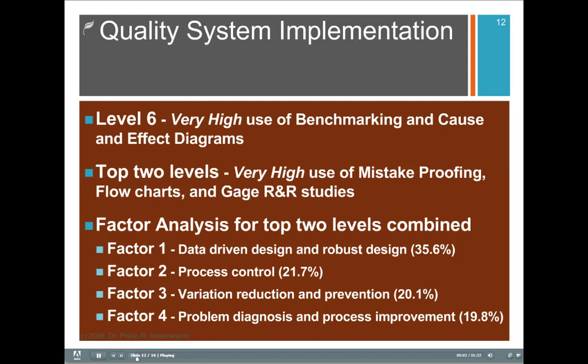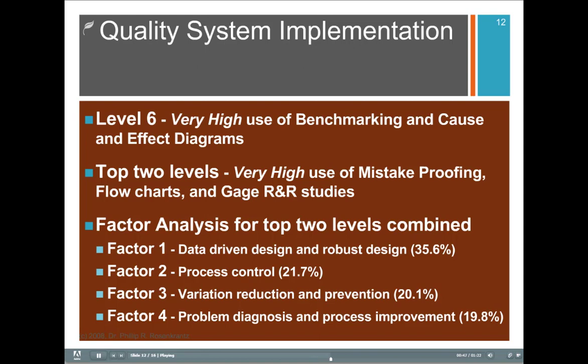Here are some interesting results from the research as well. For example, level 6 companies seem to have a very high use of benchmarking and cause and effect diagrams. Since I discovered this, I have found other research that shows that world-class companies do have a high use of benchmarking. Another finding regarding the top 2 levels was that they have a very high use of mistake proofing flowcharts and gauge R&R studies. Mistake proofing is also known as poka-yoke. Gauge R&R studies relate to measurement. And I think what this is saying is that companies that are at the higher levels take measurement very seriously.